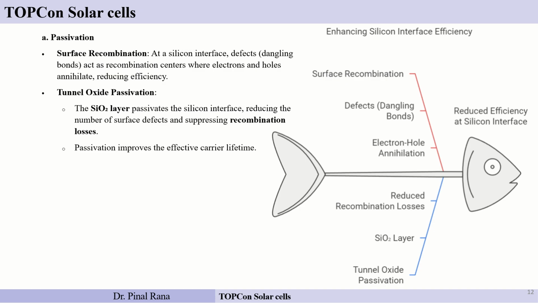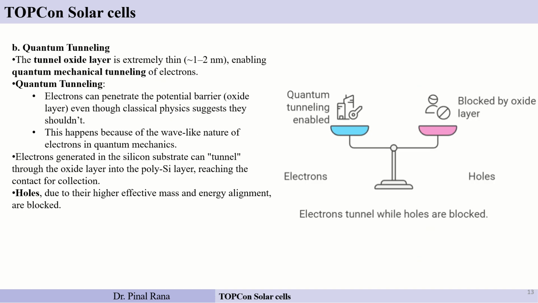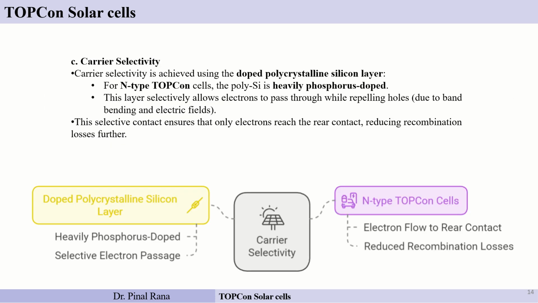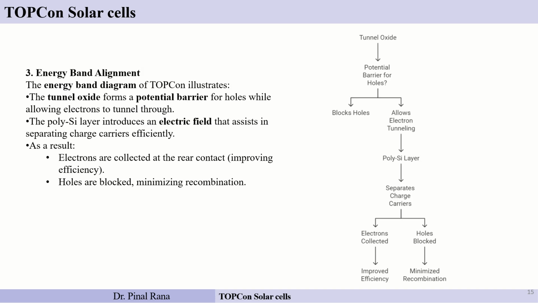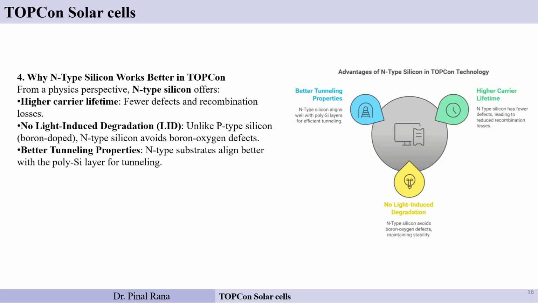Here are the other uses or purposes of the tunneling oxide, explaining its physics using the fishbone diagram. Further, the purpose of the tunneling oxide is explained in detail; you can read it by pausing the video. This is a further use of the tunneling oxide in terms of carrier selectivity and energy band alignment, and as I explained, why we are using n-type silicon is also explained here. Thank you.